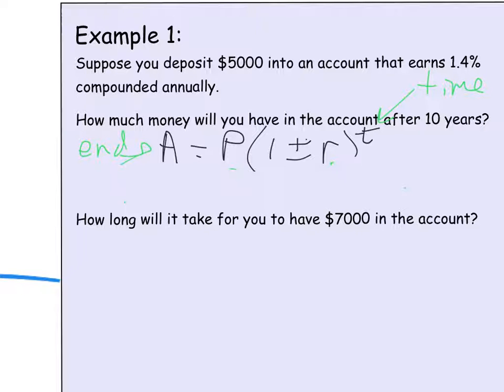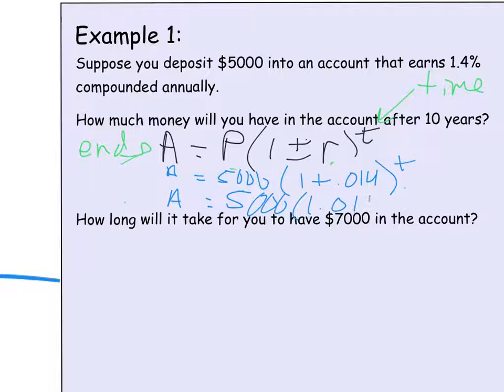We're just on example 1 on the worksheet. It says, suppose you deposit $5,000 into an account that earns 1.4% interest compounded annually. How much money will you have in the account after 10 years? So our amount is going to equal 5,000 because we start out with 5,000 times 1 plus 0.014 to the T power. So the way we're going to do this is it's going to be 5,000 times, if you add the 1 plus the 0.014, 1.014 to the T power.